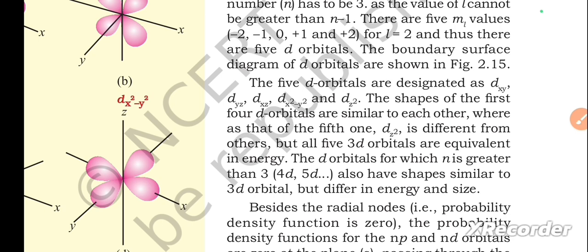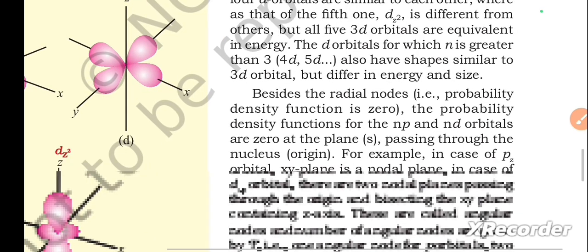The shapes of the first 4 d orbitals are similar to each other, whereas that of the fifth one, dz square, is different from the others, but all 5 3d orbitals are equivalent in energy. The d orbitals for which n is greater than 3 also have shapes similar to 3d orbitals, but differ in energy and size.